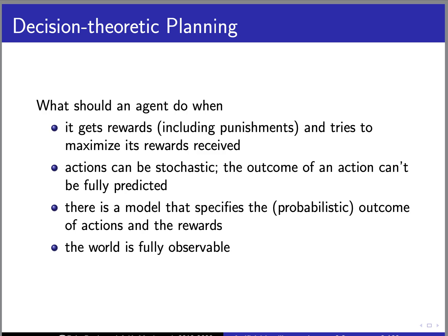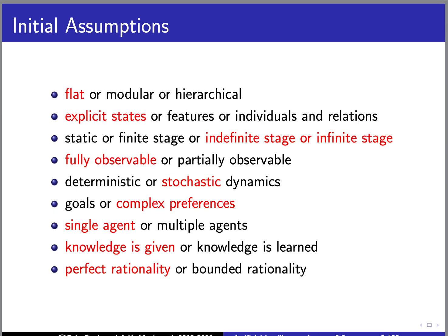We're also going to assume that the world is fully observable. We can actually observe the state of the world. That turns out to make this much easier, like in a Markov chain. So in terms of our initial assumptions, we're going to assume an indefinite and finite stage, stochastic dynamics, and we're going to allow complex preferences. We're now fully observable. Remember, before, for decision networks, we were partially observable, but we were only finite stage.